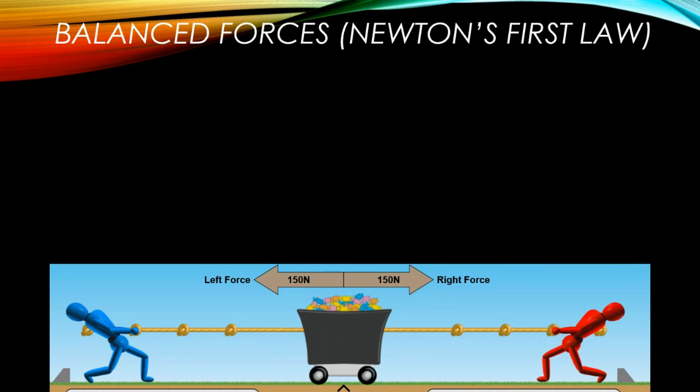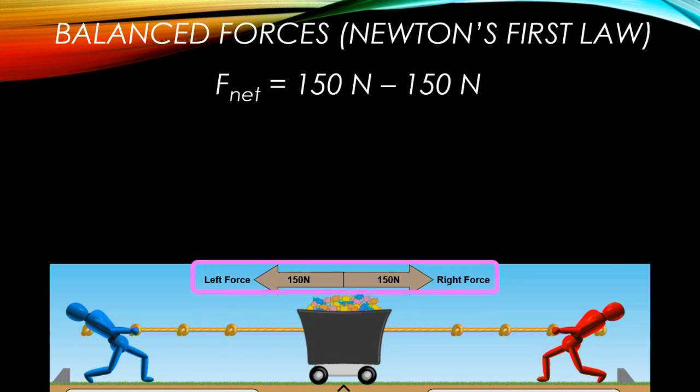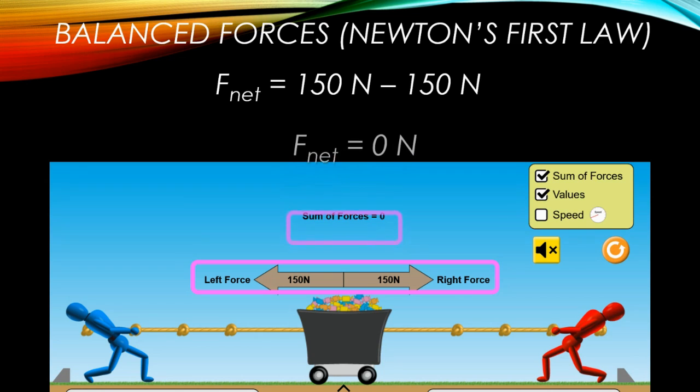From the tug-of-war activity that we did earlier, we saw that equal magnitude forces acting in opposite directions would produce a constant motion. If we have 150 newtons pulling to the left and 150 newtons pulling to the right, we can see that those forces are working in opposite directions. That would mean that we would subtract those forces from each other to find the net force. Now, 150 minus 150 gives us a net force of 0 newtons. A net force of 0 means that the forces are balanced and the motion is not changing.